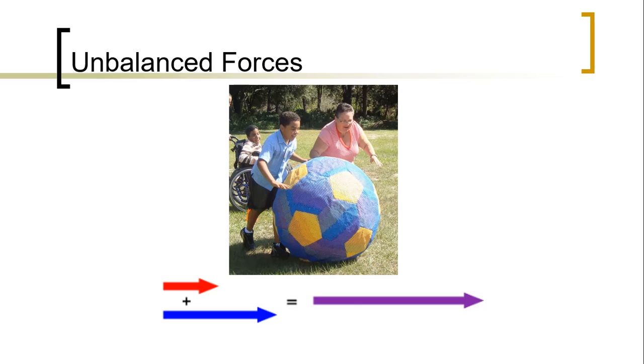So let's agree that if the forces are acting in the opposite direction and we need to calculate the net force, we're going to subtract them. And if the forces are acting in the same direction, we're going to add or sum them up. So the net force here is 15 newtons because we added the forces of the lady together with the guy.